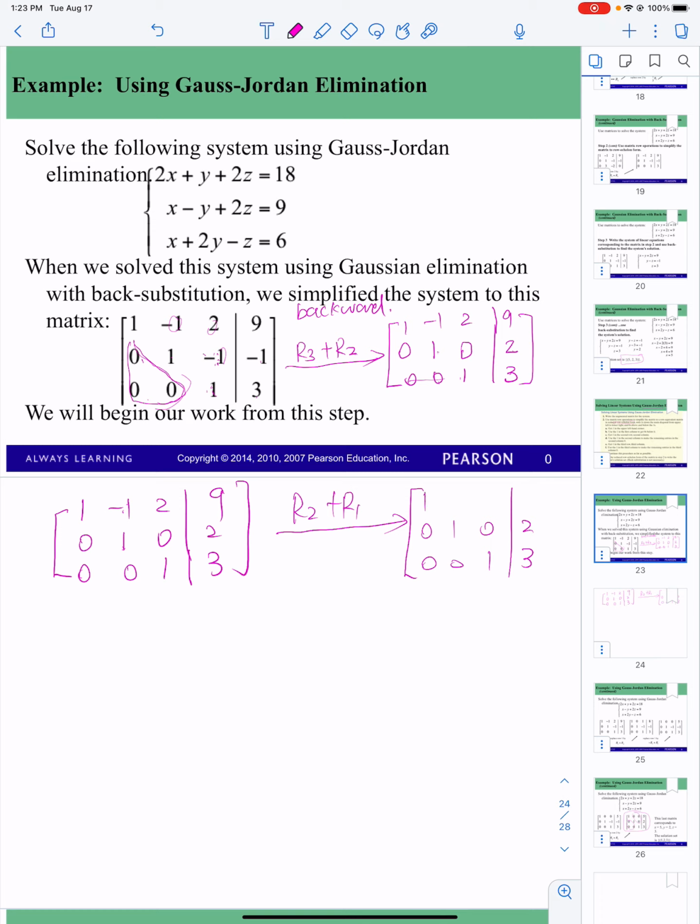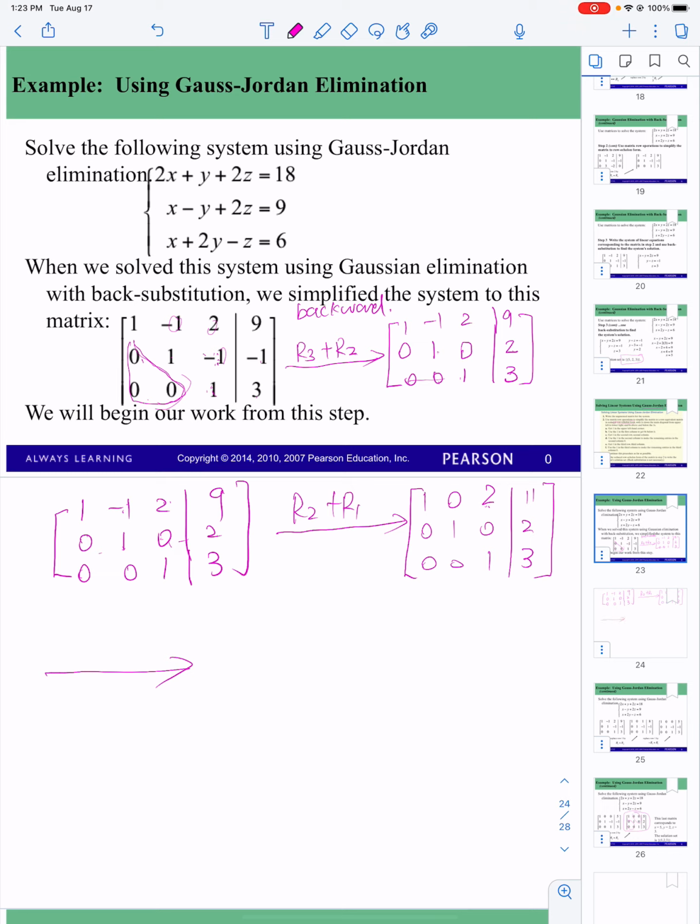Could we do this? Because your R2 is perfect too. So then you have 1, 0, 2, because 0 plus 2 is still 2. 2 plus 9 is what? 11. With me?